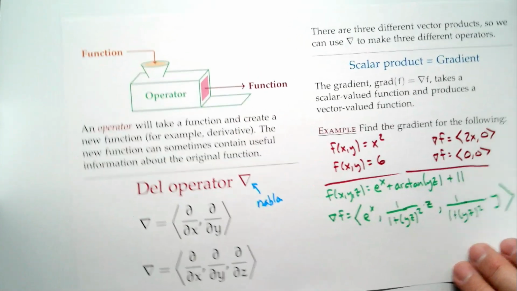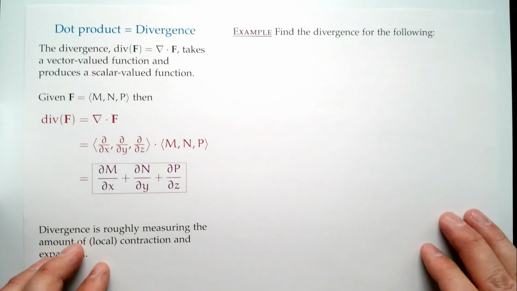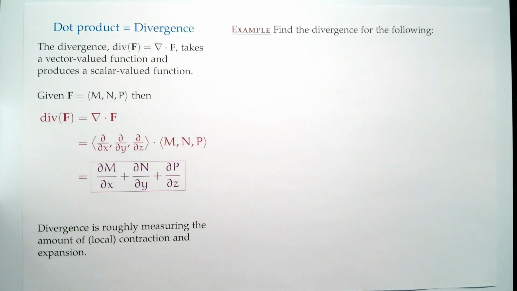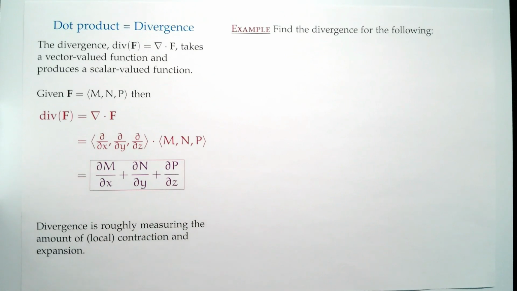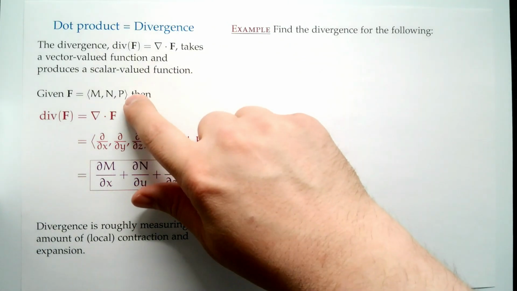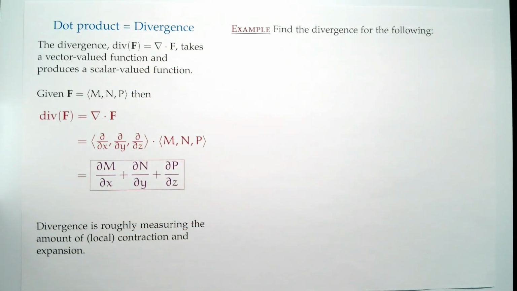Okay. Well, the next product for us to talk about is the dot product. And we're going to call that divergence. So when you hear the term divergence, think dot product. So how does it work? Well, we're going to take the del operator and dot it with f. So I'm going to think of f. Right now, I've written it as a 3-dimensional vector. It doesn't matter. Dot product works in any dimension.